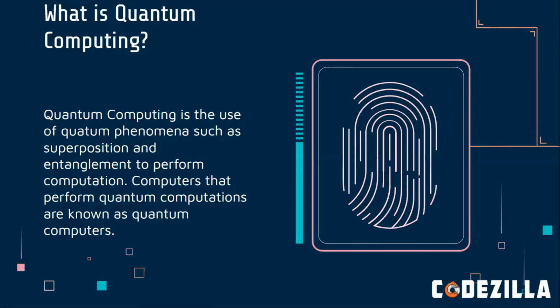We experience the benefits of classical computers every day. But there are challenges that today's systems will never be able to solve. And that is when quantum computing comes into play. Quantum computing is the use of quantum phenomena such as superposition and entanglement to perform computation. Computers that perform quantum computations are known as quantum computers. We will learn about superposition and entanglement further into the discussion. But first, let's look at why we need quantum computing.